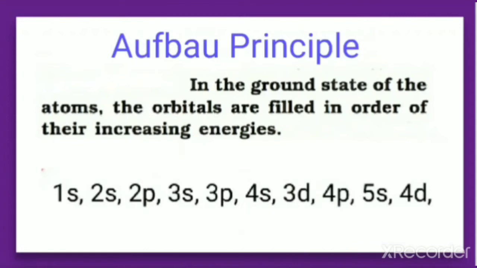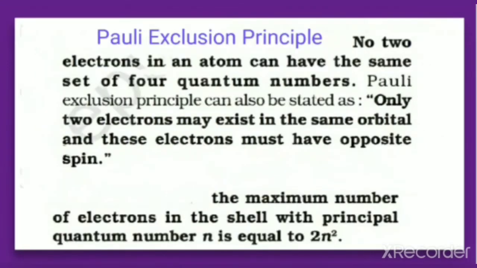Next, Pauli exclusion principle. Here 3 points are bolded points. So we need to discuss the 3 points separately. First of all, let us discuss the first point, that is, no 2 electrons in an atom can have the same set of 4 quantum numbers.